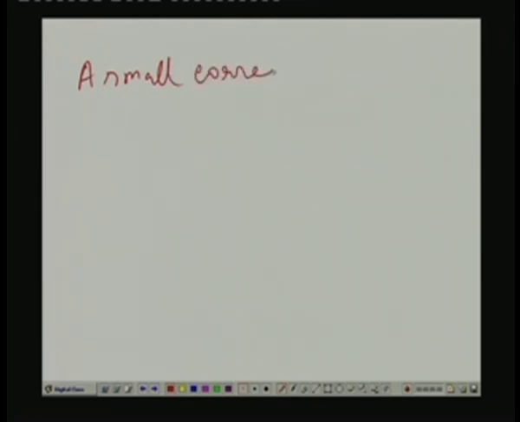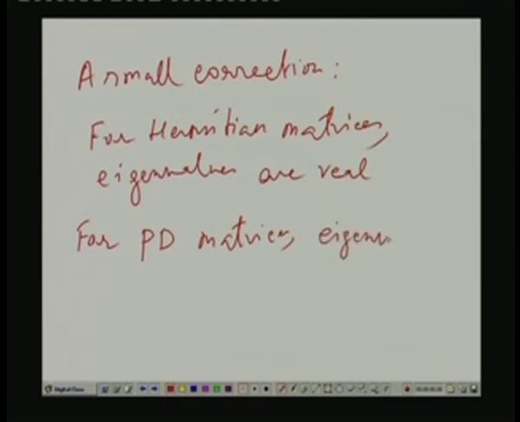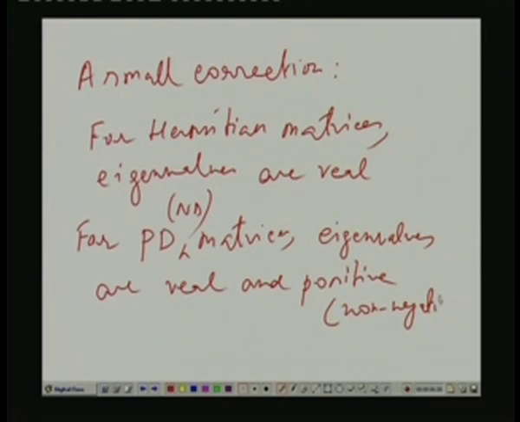Small correction actually. For Hermitian matrices, eigenvalues are real. For PD matrices, eigenvalues are real and positive; within brackets, for non-negative definite, they are non-negative. That is, if it is a non-negative definite matrix, eigenvalues are real. Not only that, they are greater than or equal to 0. That is, they are not negative. But if it is a positive definite matrix, eigenvalues are of course real and they are strictly positive.